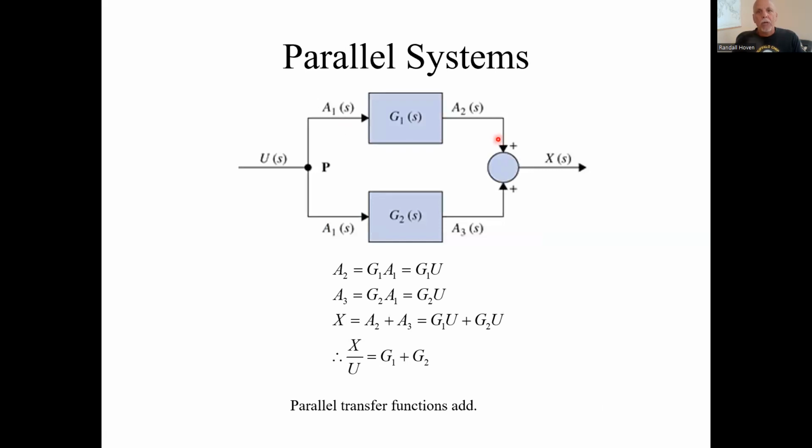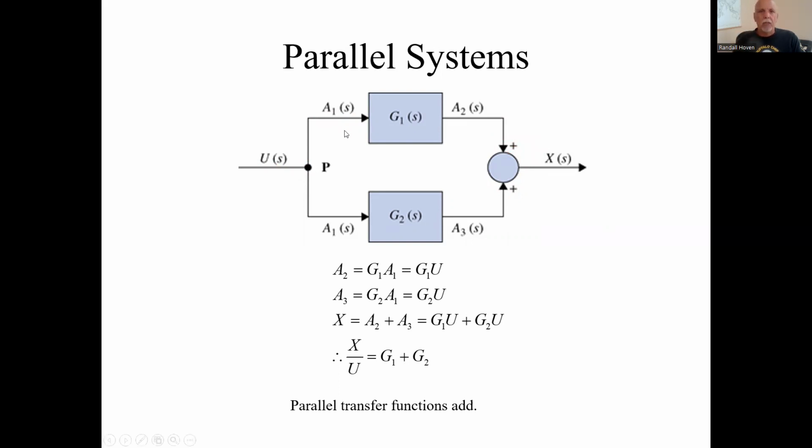What about two in parallel? Well, first off, when you see a signal split like this, it means it's the same signal on all these lines. Arrows have meaning. And here's a new piece of symbolism. It's a comparator or adder or summer. It adds signals. And these little signs, plus or minus, tell you whether they add or subtract.